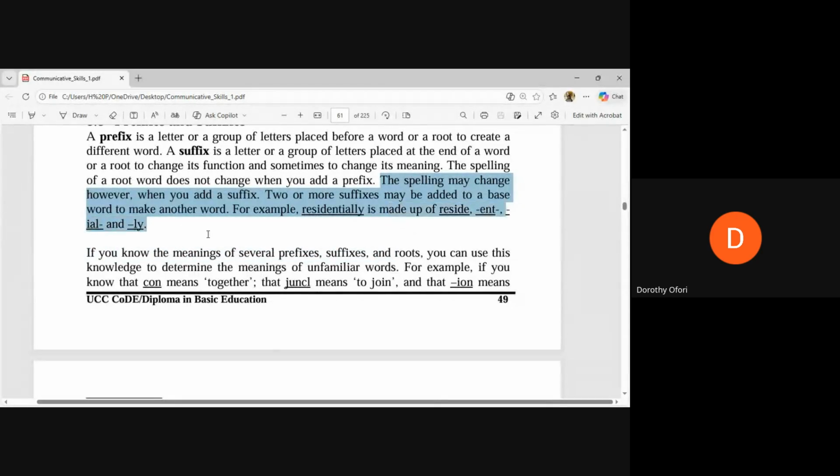Now, there's an example here: residentially. You can break it into resident or reside, then there is ent. When you do something like this, it means that you can understand even without a dictionary.